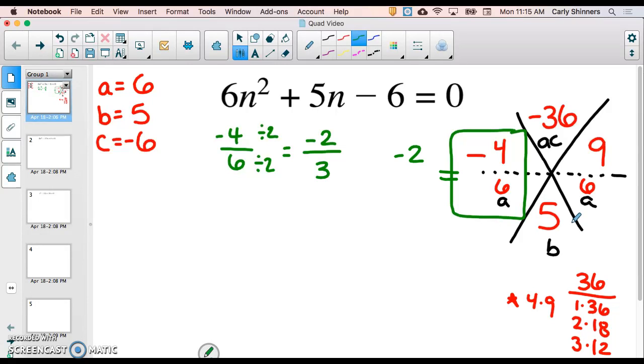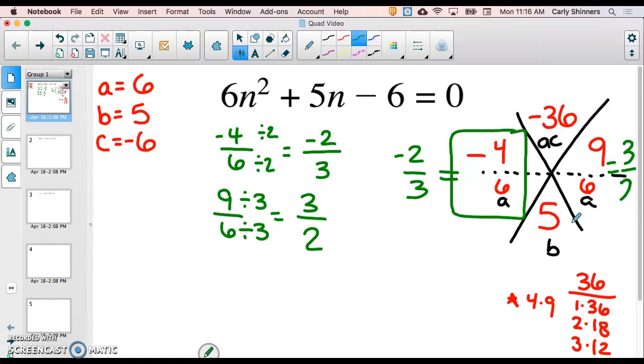So this simplifies to be negative 2 over 3. And then 9 over 6, I can divide top and bottom by 3, and I get 3 over 2. So this one is equal to 3 over 2. So now that I've reduced, I'm getting ready to slide and divide. So let's first write this using our newly reduced fractions.